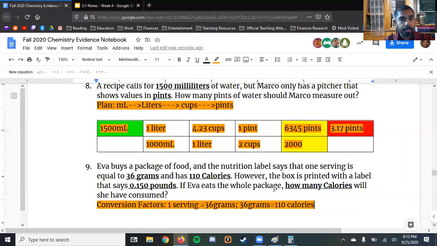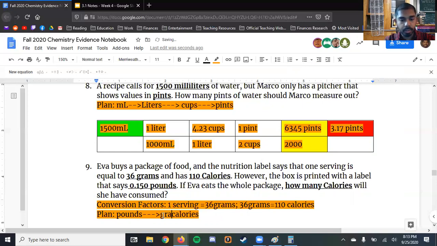Let's keep going. The box is printed with a label that says 0.150 pounds. Ava eats the whole package. How many calories did she eat? Okay, so how much food did she eat? That's what we want to start with. The plan, therefore, is to start with how much food she ate. She ate the package. That's measured in pounds. We want to turn pounds into calories. Okay, how are we going to do that? Well, to get calories, we need grams.